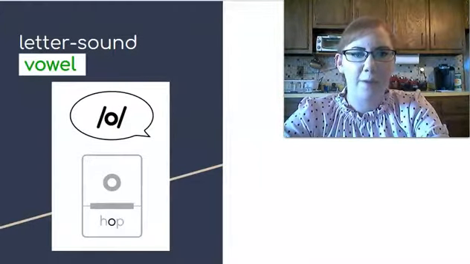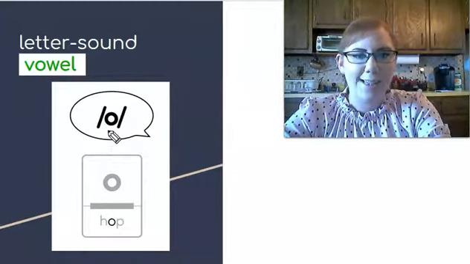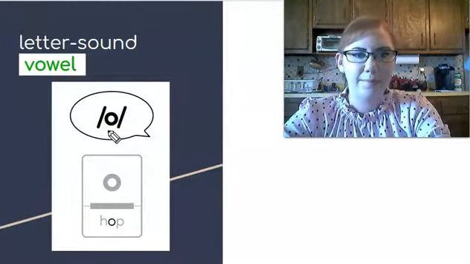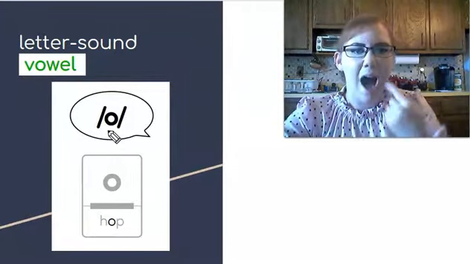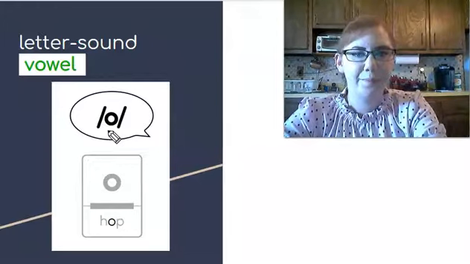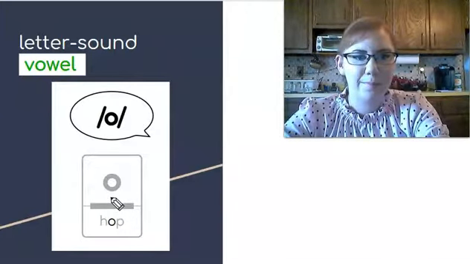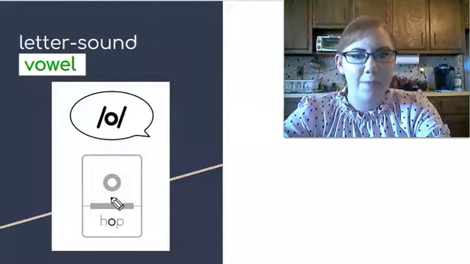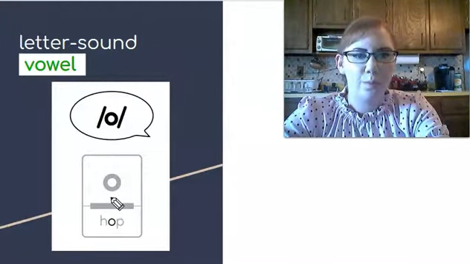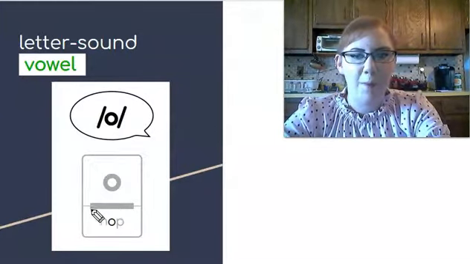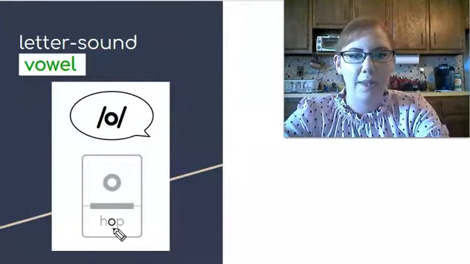We have another vowel. What is this sound? This sound is ah. What is the name of this sound? The name of this sound is O. This power bar goes almost all the way across. That means we're almost always going to see it spelled this way. The ah sound is spelled with an O.